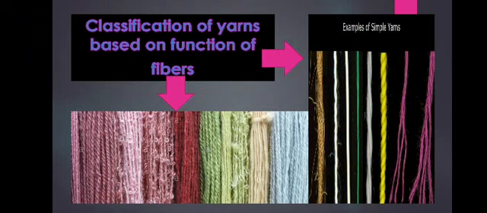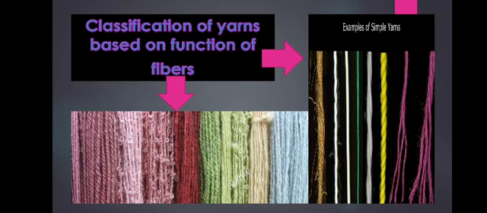Then the next classification is based on the visual appearance, that is the smooth filament yarns and the textured filament yarns. And on the basis of function, it is classified into simple yarns and complex yarns. Simple yarns are the same as the smooth filament yarns and staple and filament yarns, and also the same as the single, ply and cord yarn. All these come under simple yarns, and the textured yarns are the complex yarns.